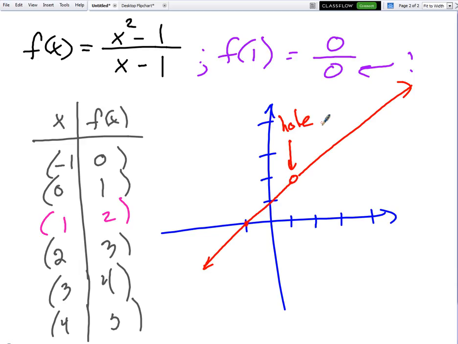Is the function defined at 1? No, it's not. But what's the value that, if it were defined, if that point were filled in, if it weren't missing that 1 point, where would it be? 2. At the point 1, 2. Okay? That's a good strategy.